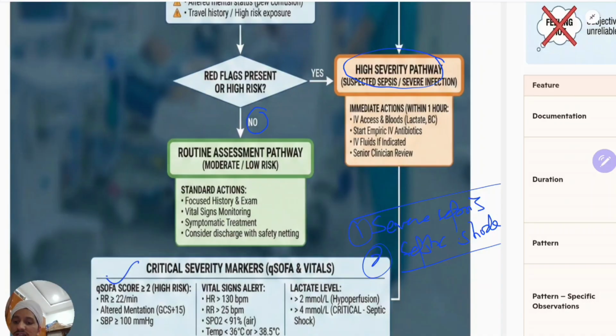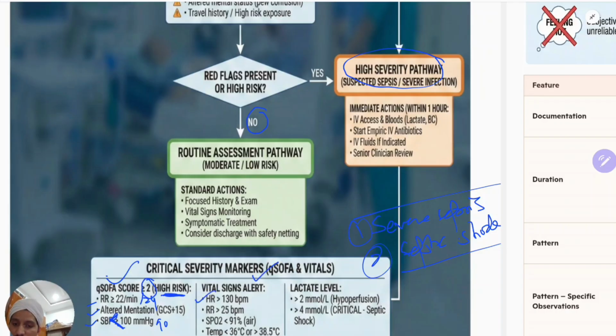The qSOFA score consists of 3 things: respiratory rate, consciousness, and systolic blood pressure. If the respiratory rate is more than 22, or the patient has altered mental status, confusion, delirium, or decreased GCS, or SBP is less than 100, you can take it. Actually this is less than 100. If equal to or more than 2 scores are present, then that patient is considered high risk.